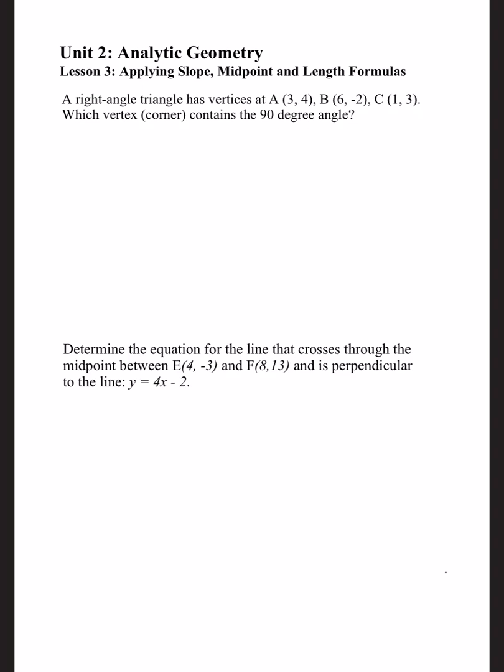Hey everyone, today we're looking at Unit 2, Lesson 3, applying slope, midpoint, and length formula. So we're going to continue working with our midpoint formula and our length or distance formula to solve some different analytic geometry word problems. The first one we're going to look at today says a right angle triangle has vertices at A, which is (3, 4), point B at (6, -2), and point C, which is at (1, 3). Which vertex corner contains the 90-degree angle?